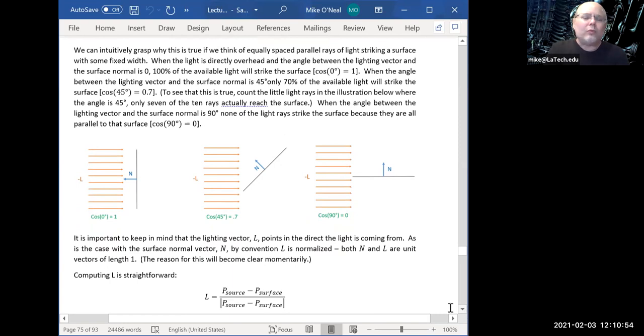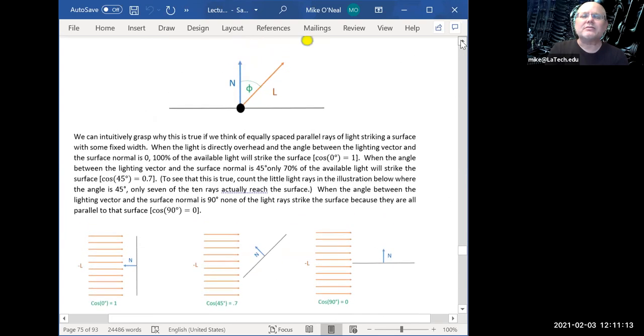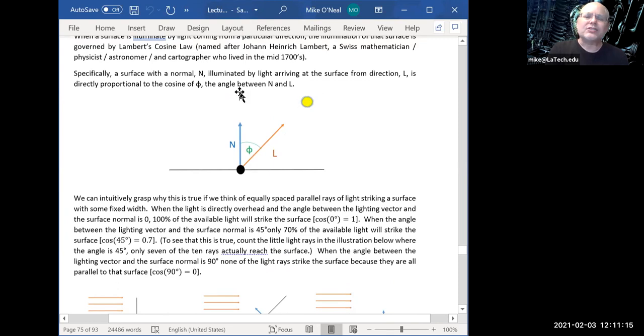So what we have here are three little diagrams, and they're actually sideways, so turn your head sideways like this. You see you've got a surface and a surface normal, and all of the light rays are coming in directly overhead. It's as if the sun is directly overhead, so the light rays are coming in like this, which means the lighting vector is going out. So the light vector and the surface normal are identical.